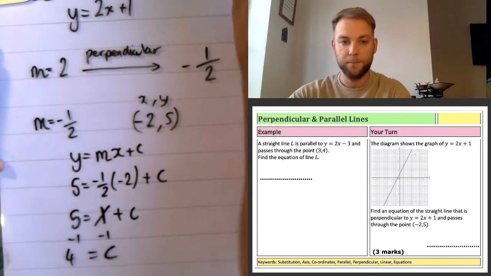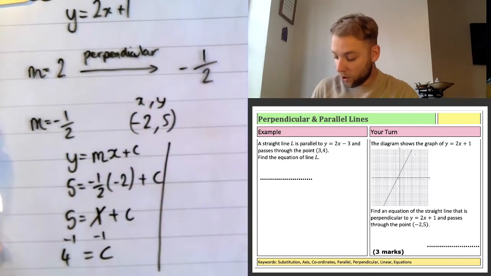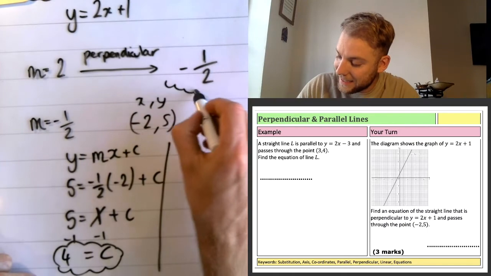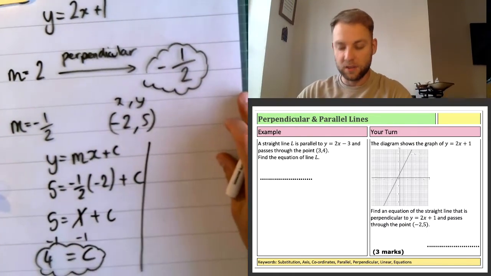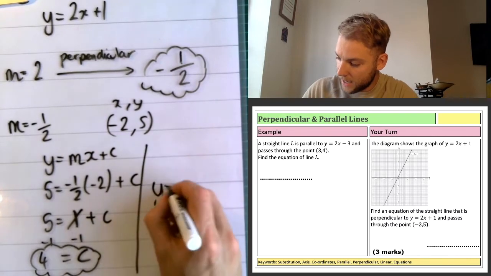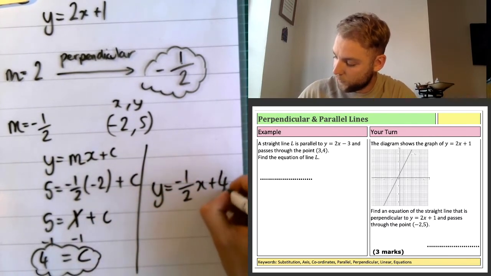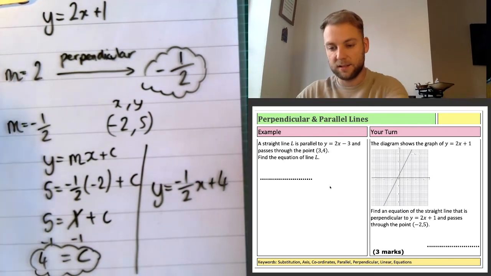Super. So we've nearly finished now. We've got our intercept, which is c. We've got our perpendicular gradient, which is the negative half. So my equation of the line in this one is y is equal to a negative half x plus 4, like so. Super. Let's check those answers.